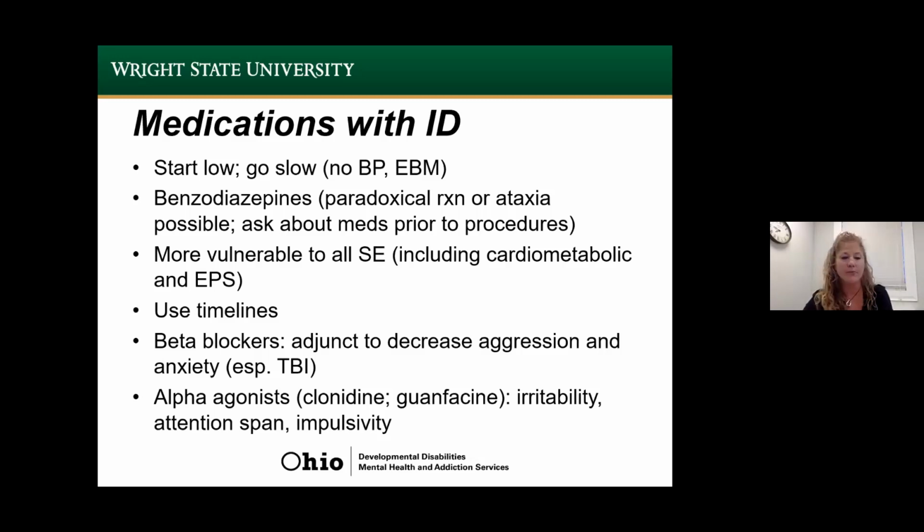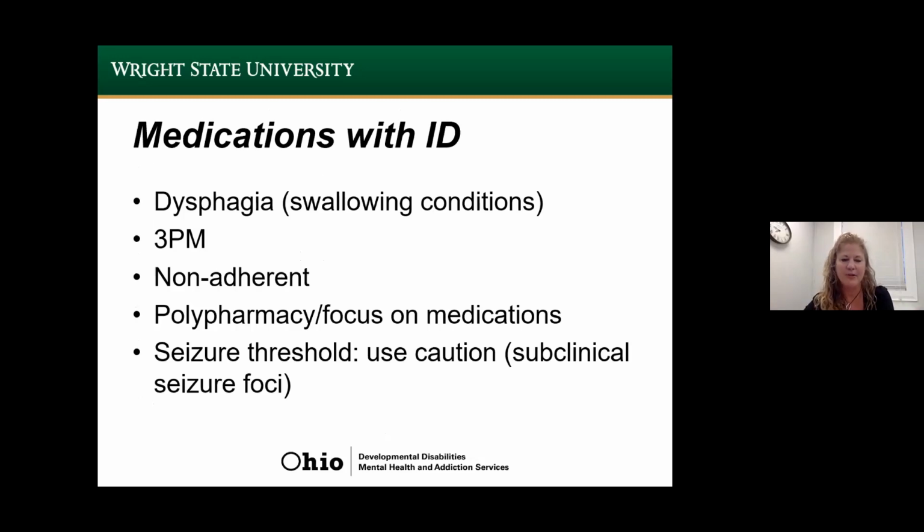We also want to think about other agents as opposed to jumping to maybe a second mood stabilizer or a second antipsychotic. If the individual has symptoms in the category of irritability or attention span issues, difficulty concentrating or completing tasks, or impulsivity, we want to keep in mind the use of alpha agonists like clonidine and guanfacine, and there are others certainly in this category.